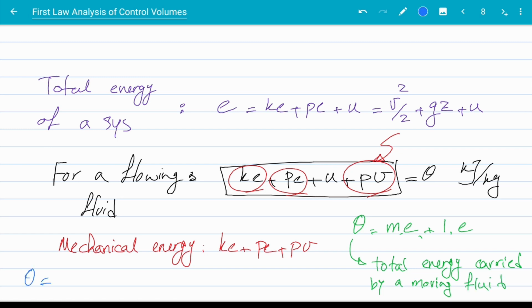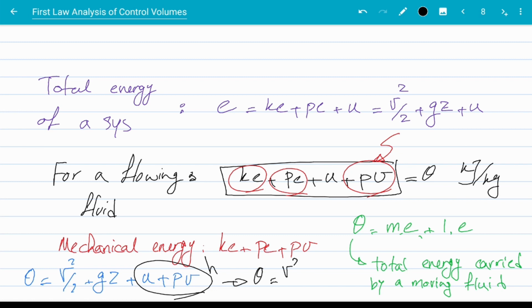So let's take a closer look at theta. Theta is kinetic energy, velocity squared over 2, plus potential energy, gz, plus internal energy, u, plus PV. Now, by definition, u plus PV is enthalpy. So theta is velocity squared over 2 plus gz plus enthalpy. So the total energy carried by a moving fluid in or out of our control volume is shown by the Greek letter theta, and it's the summation of kinetic energy plus the potential energy plus the enthalpy of the fluid.